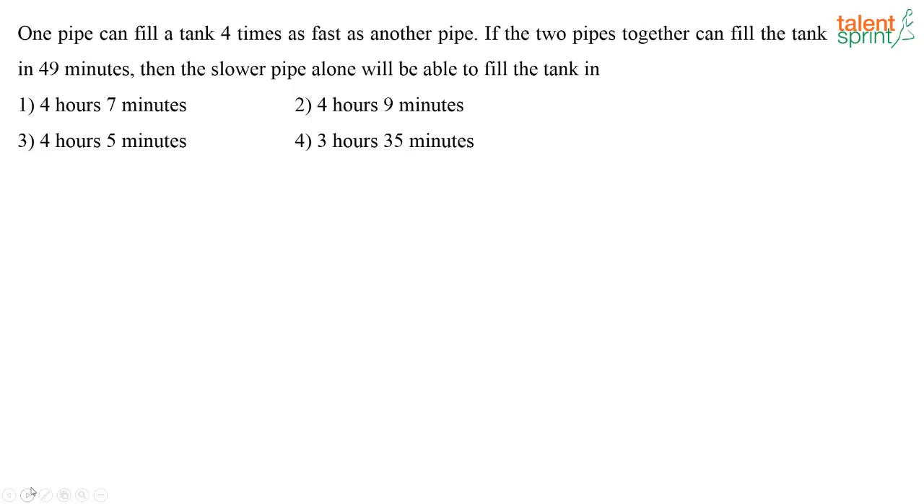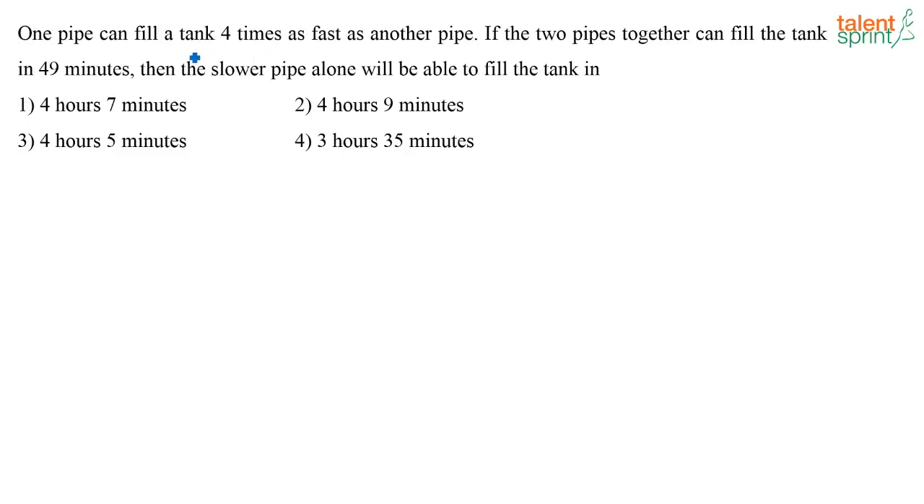One pipe can fill a tank 4 times as fast as another pipe. If the two pipes together can fill the tank in 49 minutes, then the slower pipe alone will be able to fill the tank in dash. So how will you solve this one? See, for this question, if we use the normal method, the unitary method, it is very easy.